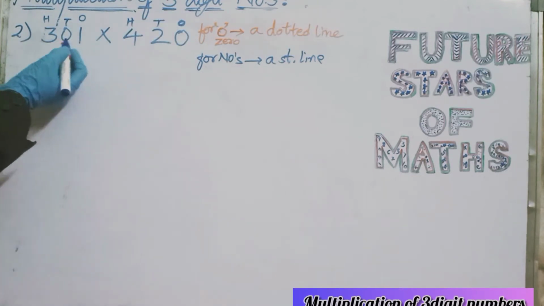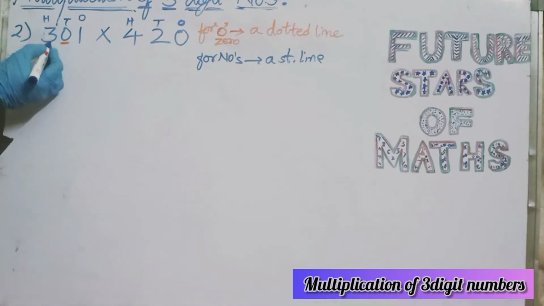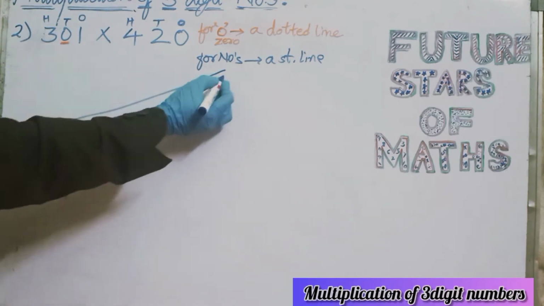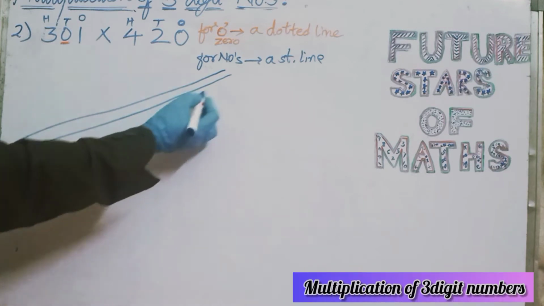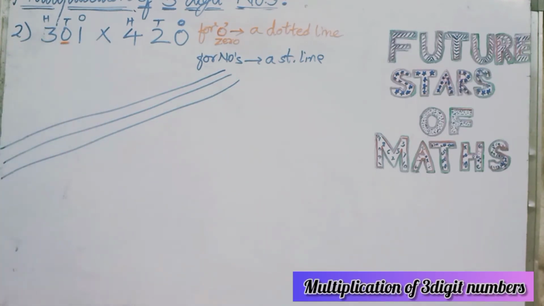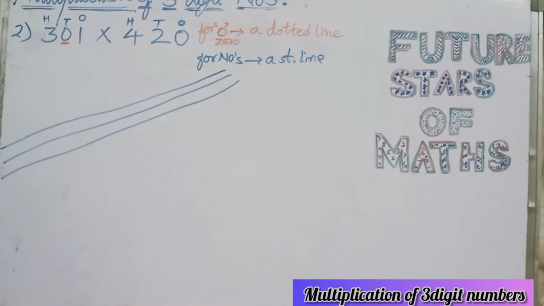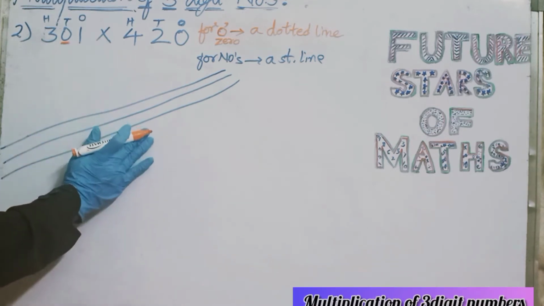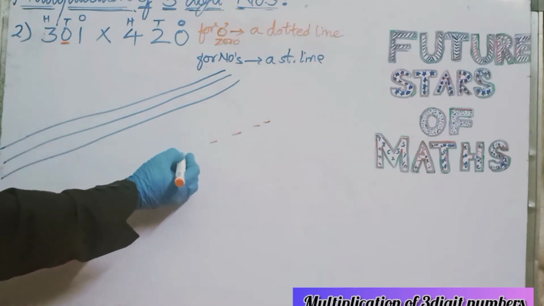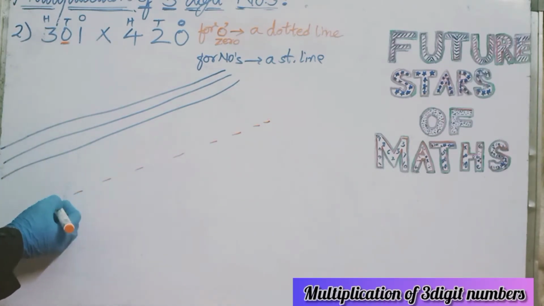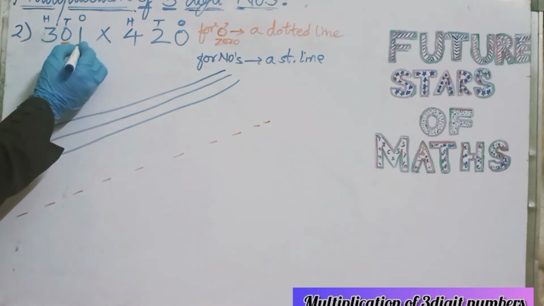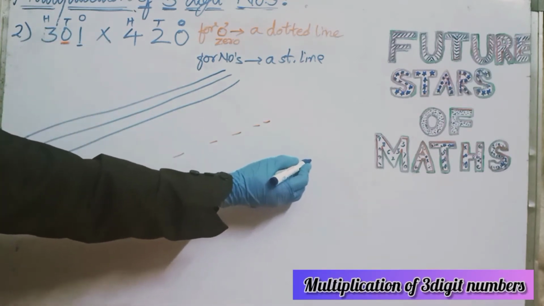Okay. Now I have to draw the lines. In the hundreds place I have 3. So I'll draw 3 lines here. 1, 2, 3. For 0, what do I have to do now? I should use a dotted line. Okay, leave some space and then draw a dotted line. That means here there is no straight line. Okay, then for the ones place I have 1. So I'll draw 1 line here.